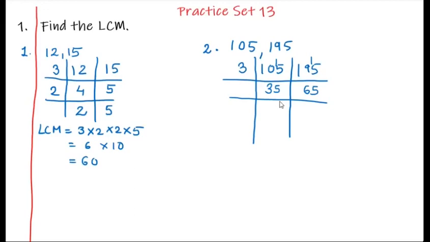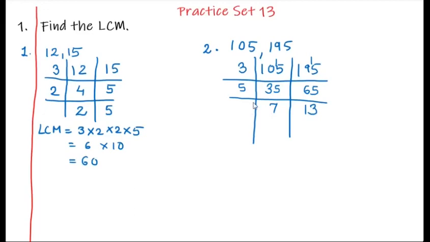Both these numbers 7 and 13, are they prime numbers? Yes, so we have to stop here, because both are divisible by their own table and by 1. And as they are divisible by only 1, we have to stop. Means we have got our LCM.